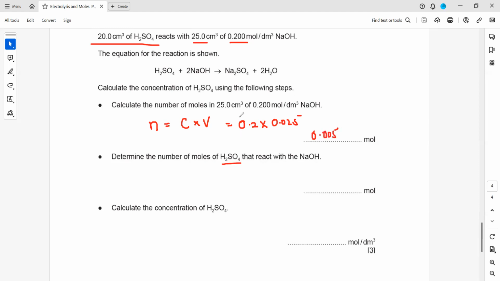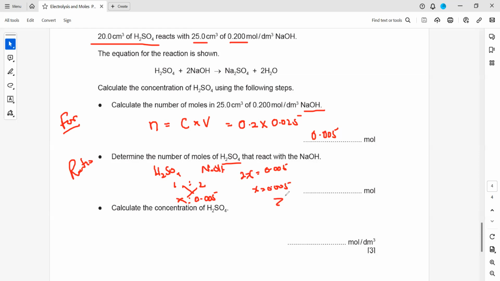Then determine the moles of sulfuric acid. The first part we solved by using a formula; the second one we'll use a ratio. We'll take the ratio between sodium hydroxide and sulfuric acid. According to the equation, H2SO4 and NaOH have a ratio of 1:2. So if we have 0.005 moles of sodium hydroxide, how many moles of sulfuric acid? Let it be x. So 2x equals 0.005, or x is 0.005 divided by 2, which equals 0.0025 moles.